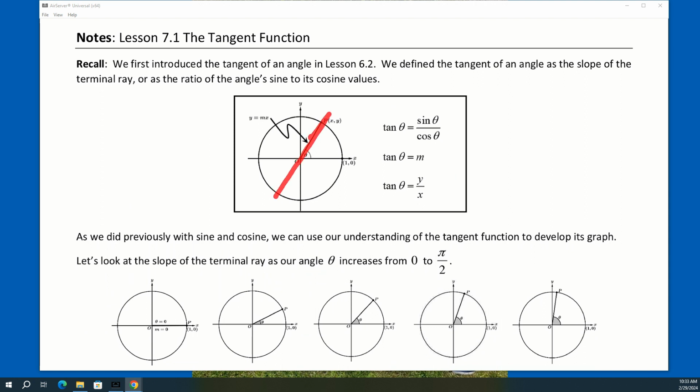So whatever the slope is of this, it is the same as the tangent of the angle, which is kind of cool. And then we also learned that on the unit circle or on any circle, you can find the tangent of an angle by doing the y divided by the x coordinate, or a lot of times it's y times the reciprocal of the x coordinate. So we are going to do those things today, and we're also going to look at the graph of the tangent.